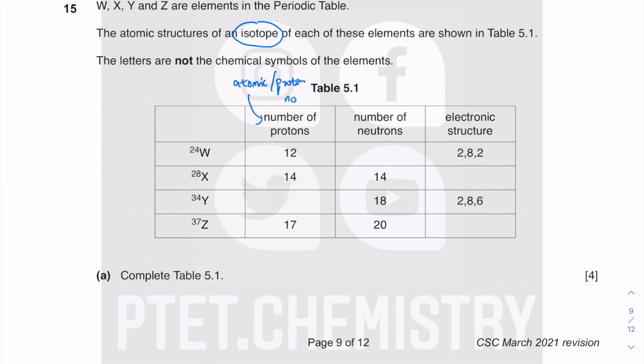So what you could do is I can add 12 at the bottom. I could add 14 at the bottom. This one I don't know yet. This one I know is 17. This one I don't know yet, therefore I don't know the proton number.